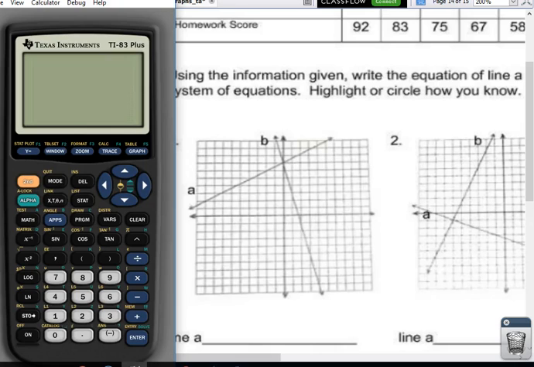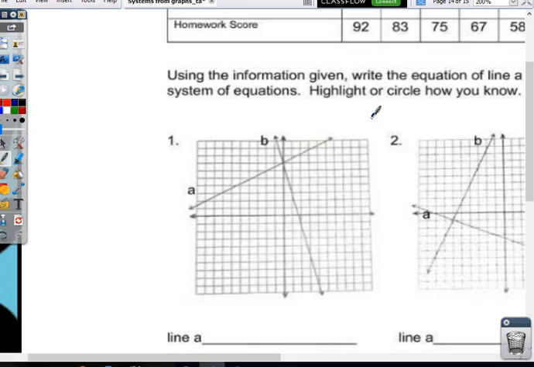Alright, so this is the worksheet you got yesterday. Now, we went over number 1 and number 2 yesterday. So, if you didn't know or didn't understand how to do it, here we go. I'm going to go ahead and do it again. So, number 1 and number 2. Alright, one more time.